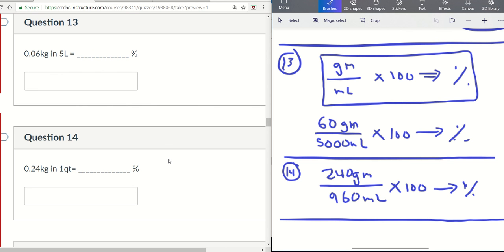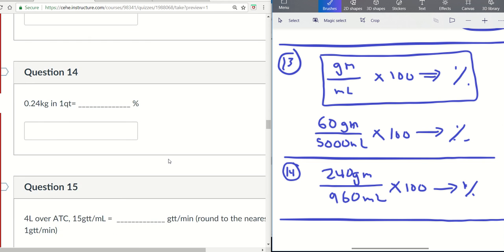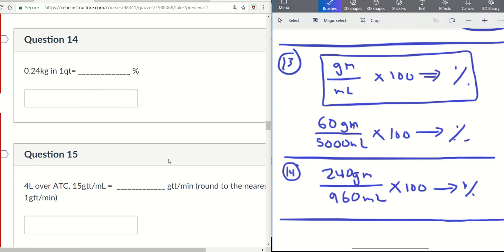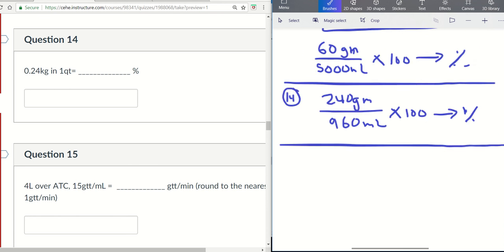$22 maybe? 25%? Okay, yeah, we'll do 25%. Do we have to put signs or no? No, not in this class.